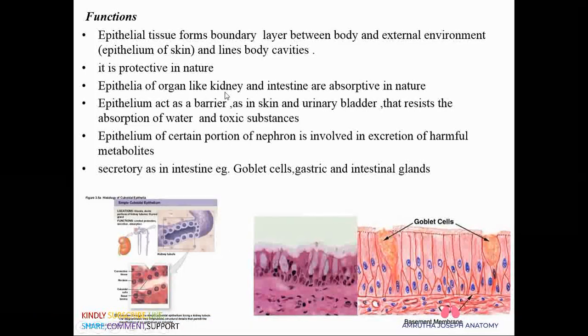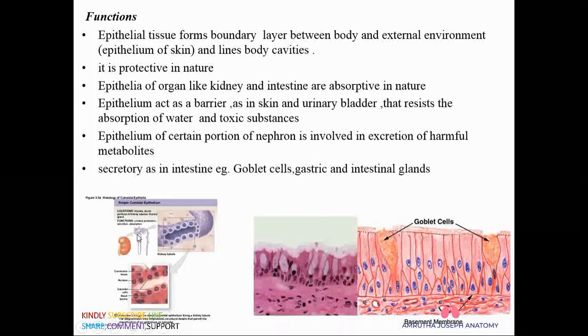whereas in organs like kidney and intestines, the function is absorption. We will take an example of the epithelia of the intestine. We have the small intestine, so we'll take the inner aspect of the small intestine. The intestine is like a tube. Inside the tube, it is lined by epithelium. So the lining is epithelium, and it is absorptive in function. Whatever food you take gets digested and the nutrients get absorbed.